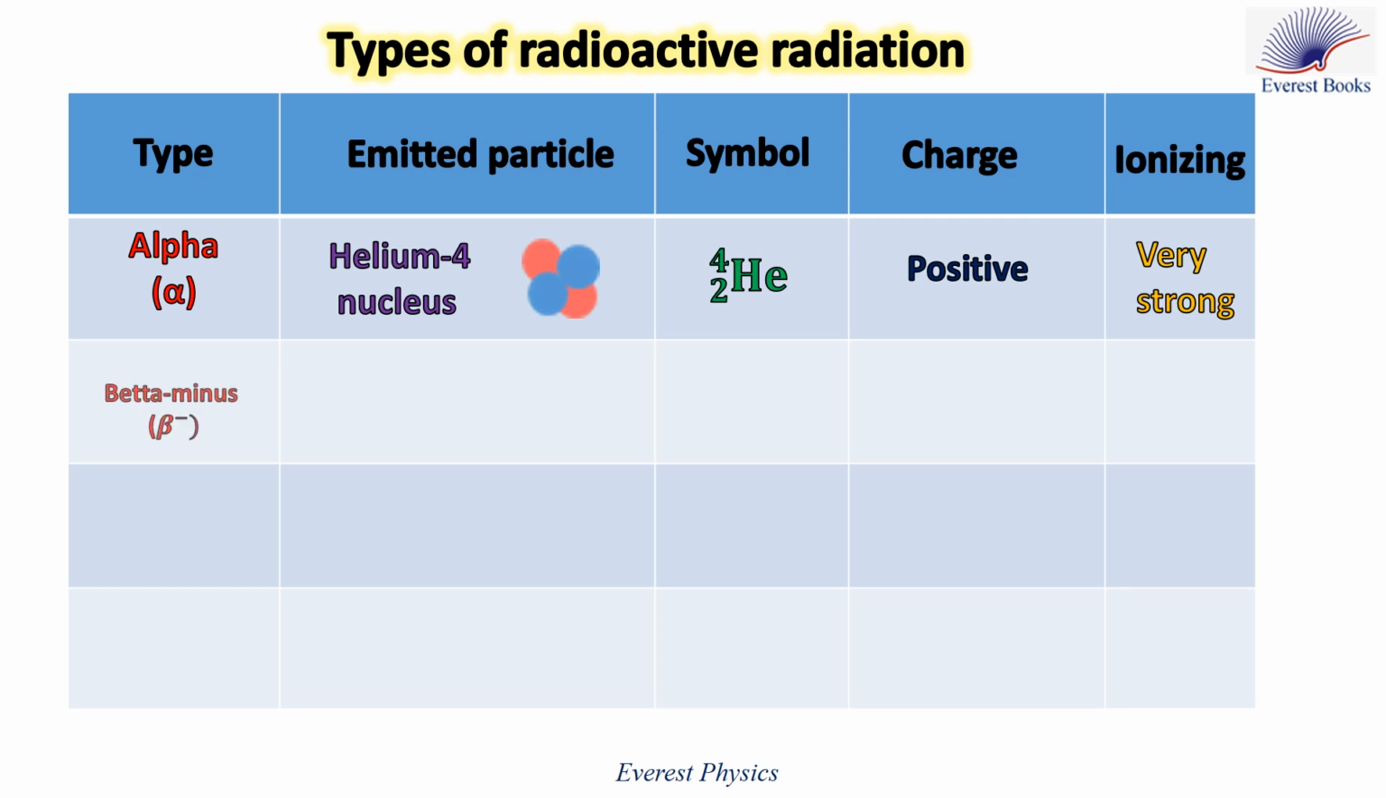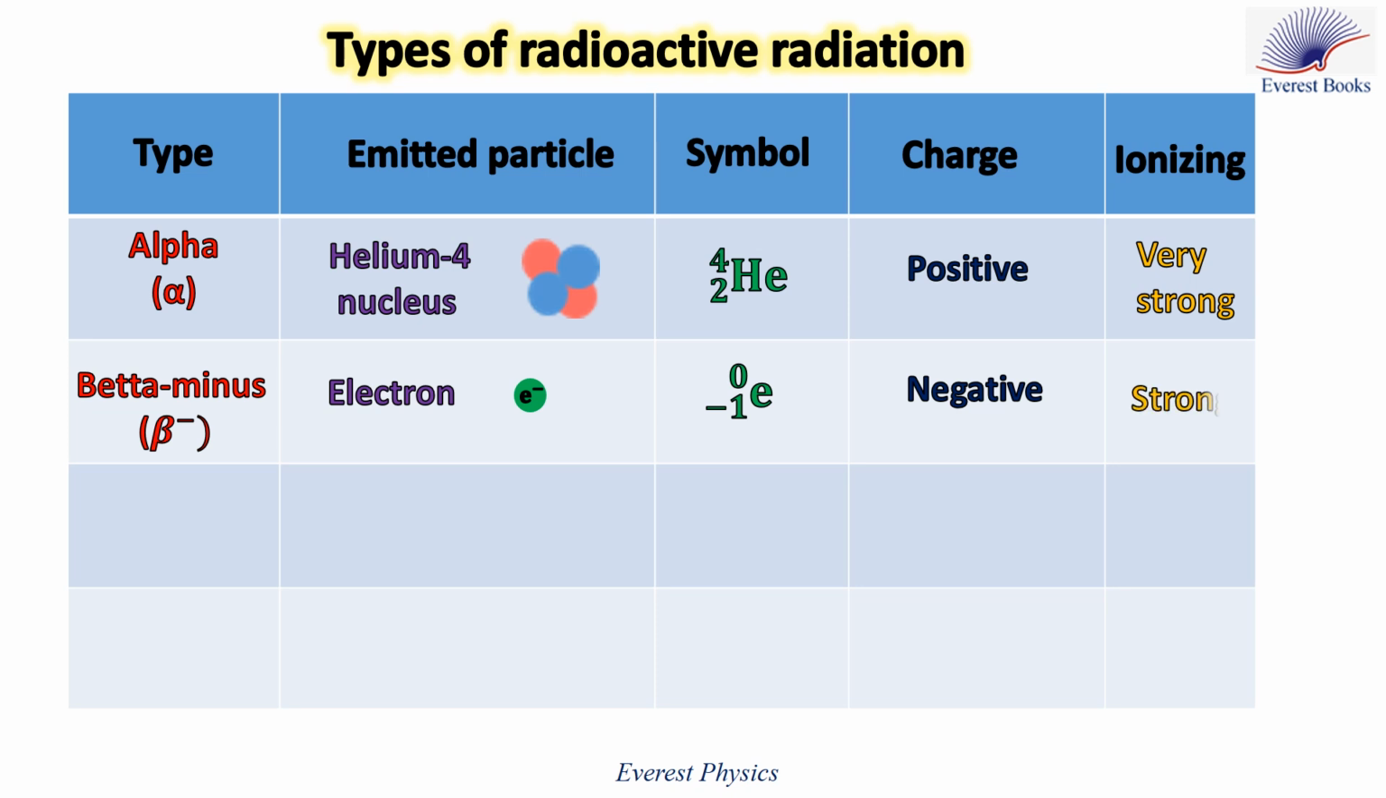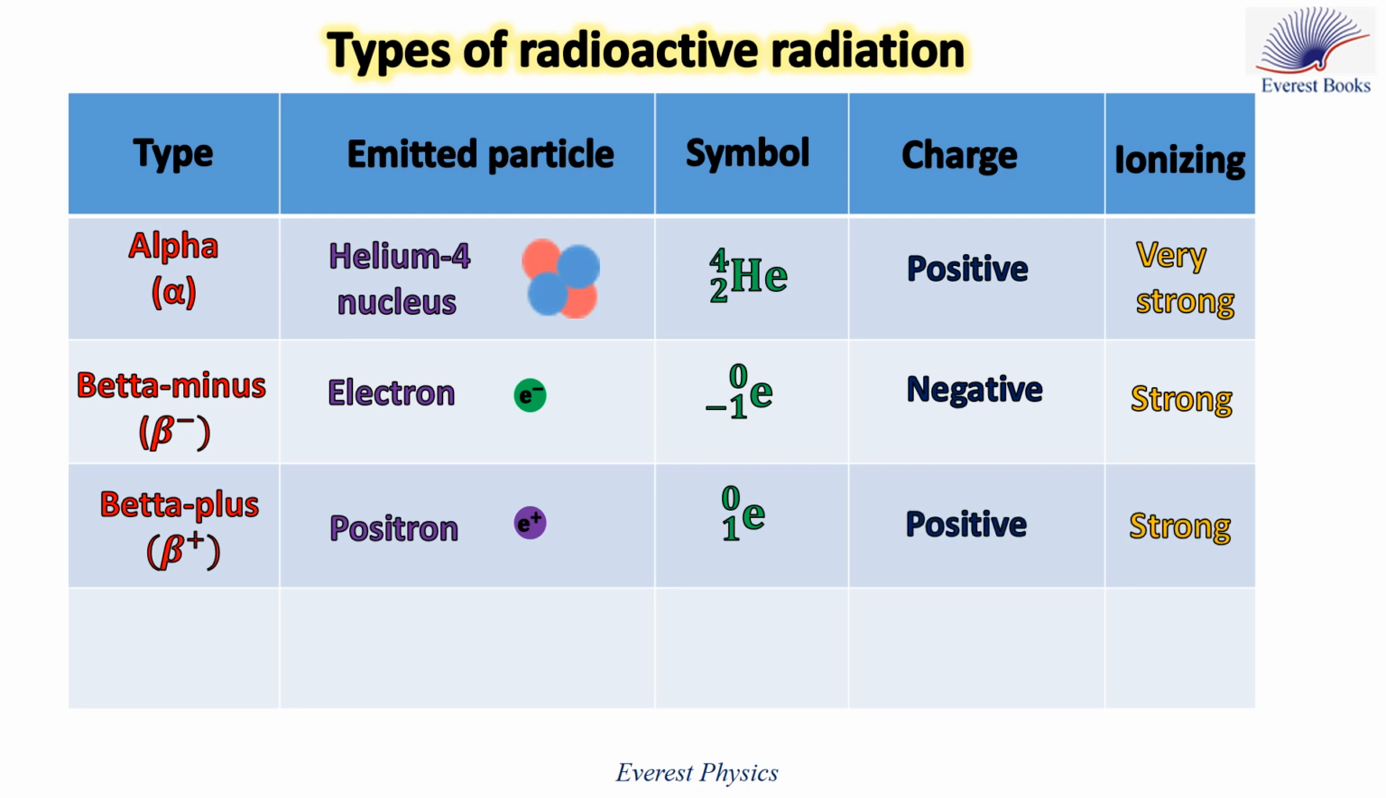The second particle is the beta minus particle. It is an electron. The symbol is e-0-minus-1. It is negatively charged and it has a strong ionizing power. The third particle is the beta plus particle. It is a positron, the antiparticle of the electron. The symbol is e-0-1. The charge is positive and it has also strong ionizing power.